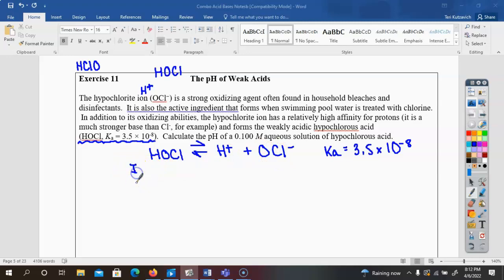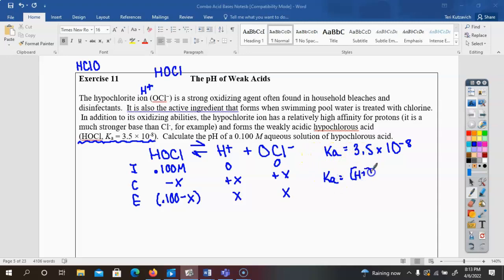So let's do our RICE table. We love these, and they tell us that we have 0.001 molar HOCl. We always start out 0 for this. This is minus X. This is plus X, plus X. Add your I and C together. And this is what you have. Set up your Ka equation, its products over reactants. And I think you guys are going to be okay with this stuff because you've been doing it for a while. Like little bits here and there. None of this is really new, it's just finally combining all of it.